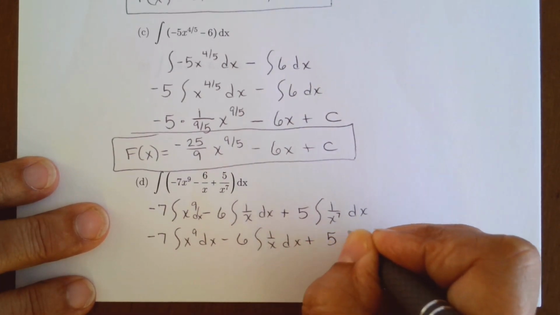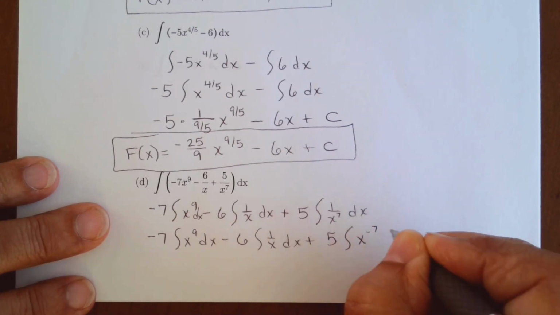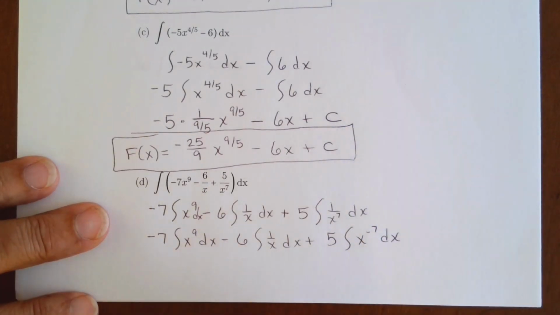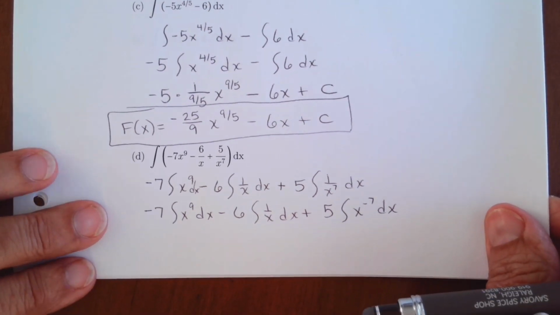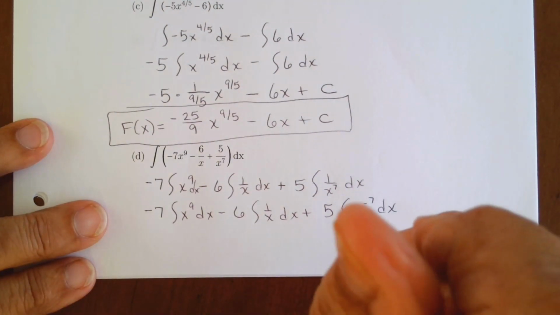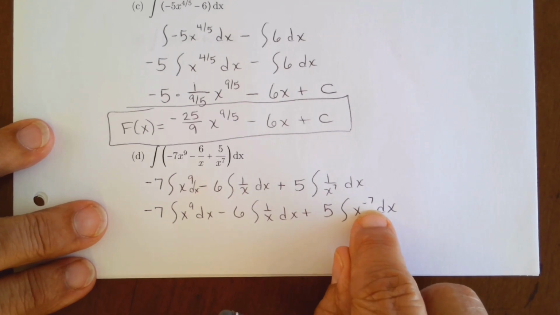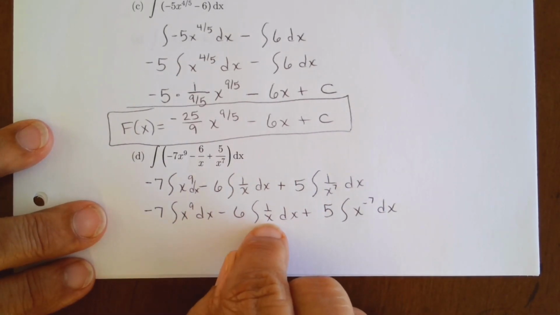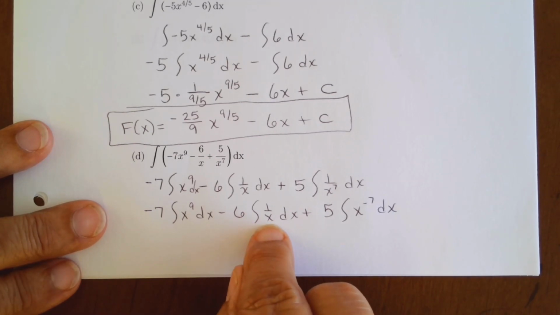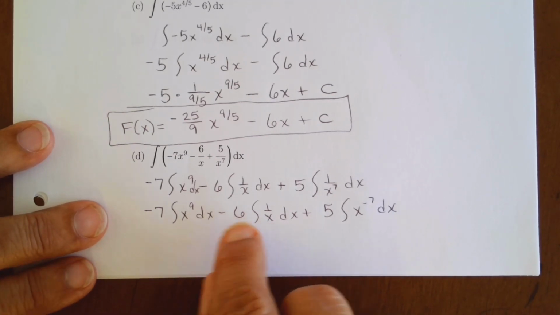Okay, but I want to write this as x to the negative 7. Why? Because that's the second rule, part B, x to some power, as long as the power is any number but negative 1, because that's got to stay. That's a natural log.